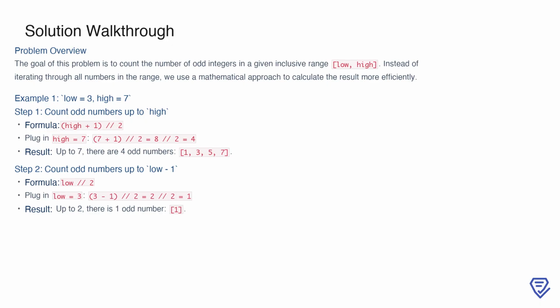Next, we count the odd numbers up to low - 1. Here, the formula is simply low / 2. Subtracting 1 from low equals 3, we calculate (3 - 1) / 2, which results in 1. This means there is just one odd number up to 2: 1.